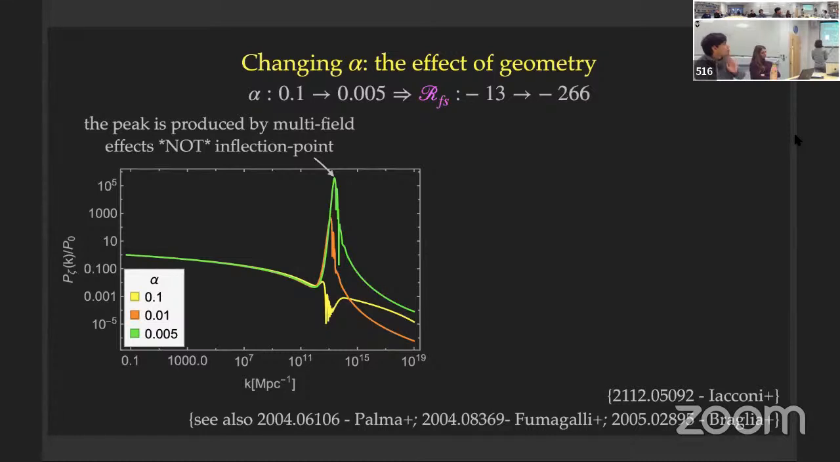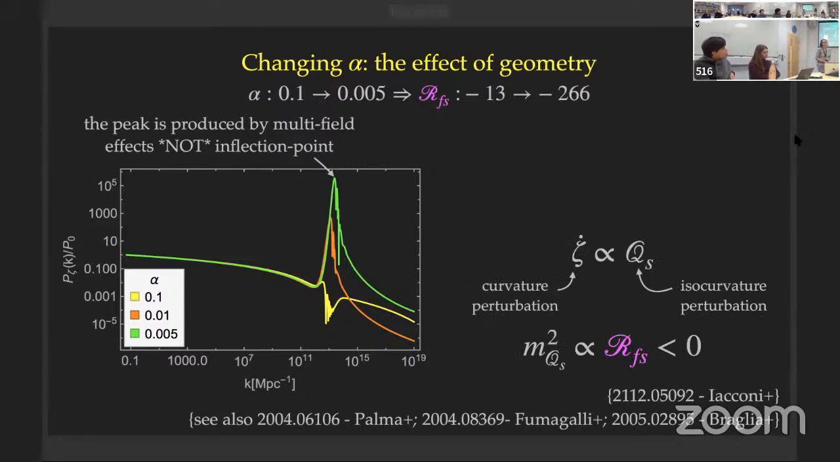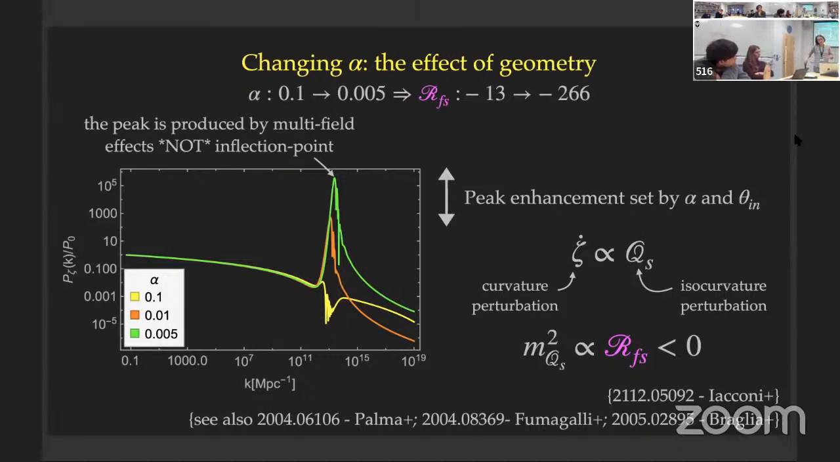What happens is that if you look at the scalar power spectrum produced by these models against scale, you see that they exhibit a peak, and the peak is higher and higher depending on the value of alpha. This is explained if we remember what was going on. The larger the field space curvature in magnitude, the more unstable this field will be, which in turn sources the curvature perturbation. So this is where this peak comes from: multi-field effects, not the inflection point.